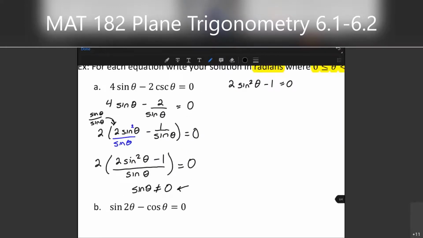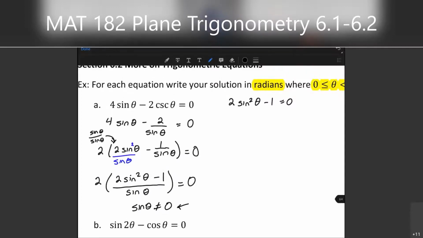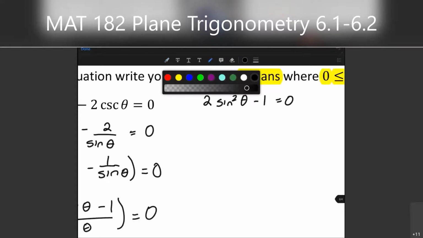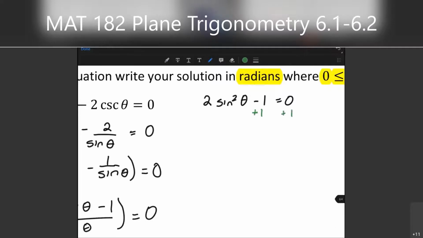All right, so now we're going to be working with this equation here: 2 sine squared theta minus 1 equals 0. So let's consider this next step. We now want to just isolate the sine squared theta. So I'm going to add 1 to both sides. And then we could divide by 2. We get sine squared theta is equal to 1/2.